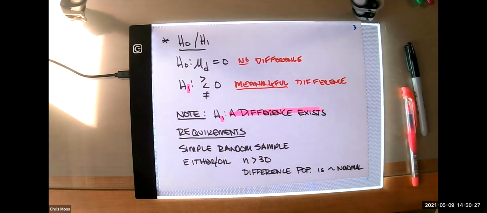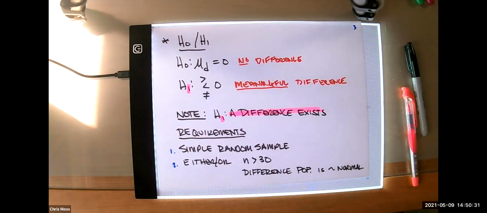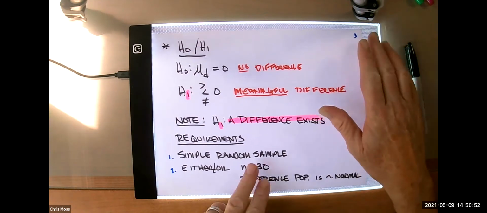There are two requirements. They are the same requirements we utilize with a t-test, because that's the test we use here. We want a simple random sample, and either of the following: n greater than 30, or the difference population is approximately normal. So we're going to assume for my examples here that the requirements are met. So let's take a look at an example.